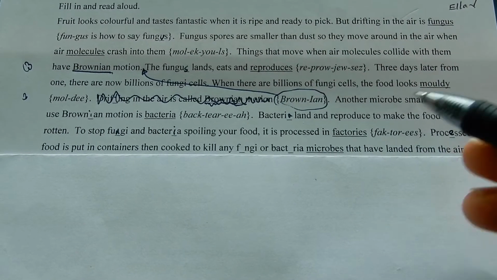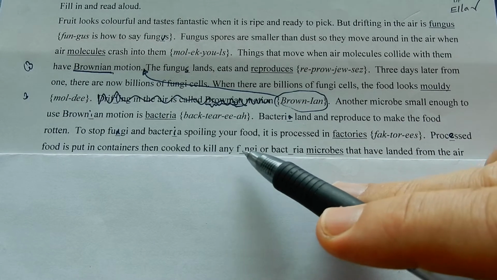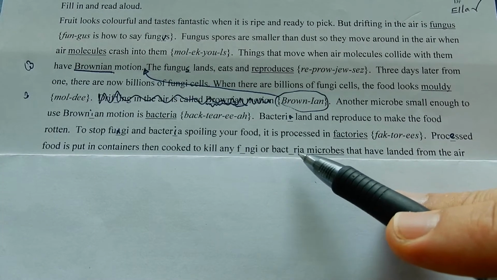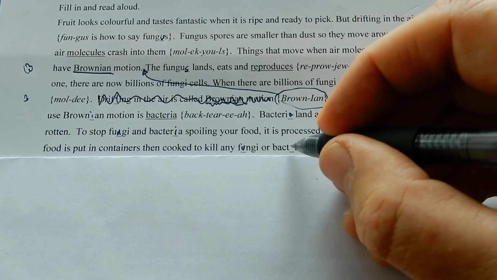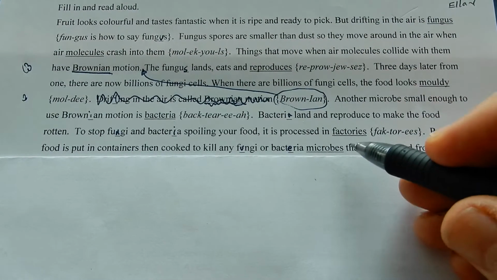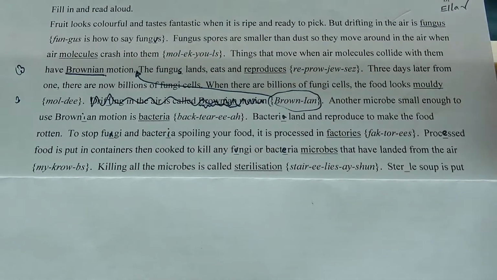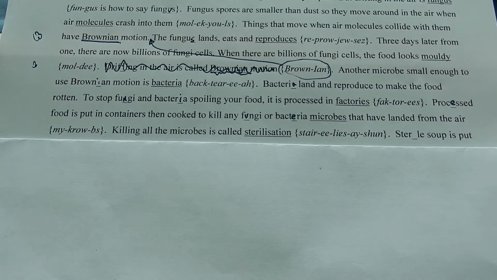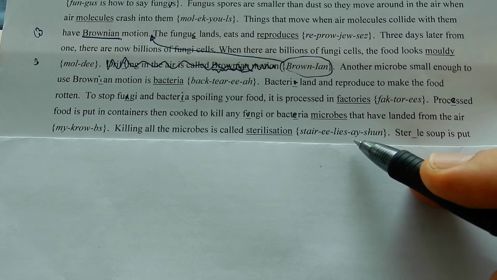Processed food is put in containers, then cooked to kill any fungi or bacteria, microbes that have landed from the air. Killing all the microbes is called sterilization.